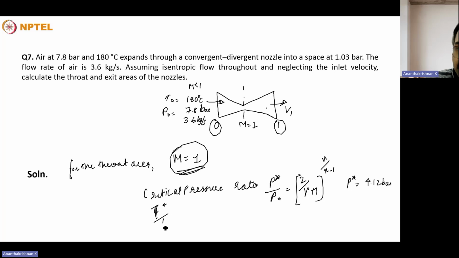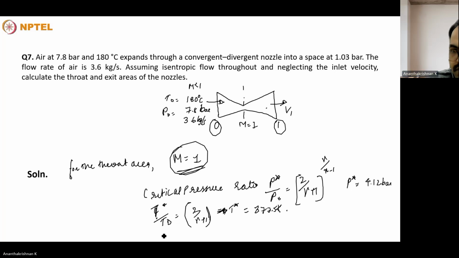T star divided by T0 is equal to 2 divided by gamma plus 1. In this one, T star will be equal to T0, which is 180 plus 273, that is 453, divided by 1.2. It will be 377.5 Kelvin. Straightforward one.